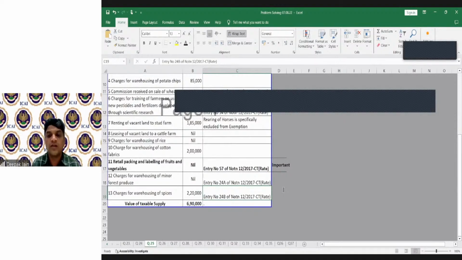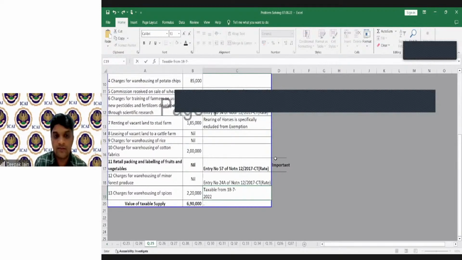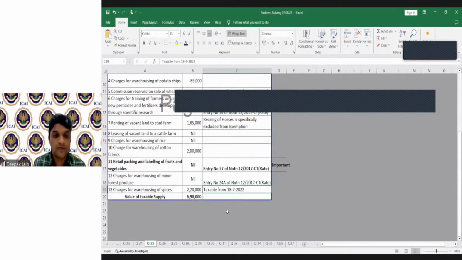Earlier, it was warehousing of cereals, pulses, fruits, nuts, and jaggery, spices specifically. Now there is an amendment with effect from 18 July 2022. So spices is removed. Taxable with effect from 18 July 2022. You don't have to mention the date, but you have to just mention that it is taxable. Only for our reference, I'm mentioning the date. Thanks for clarifying that, Nagraju.